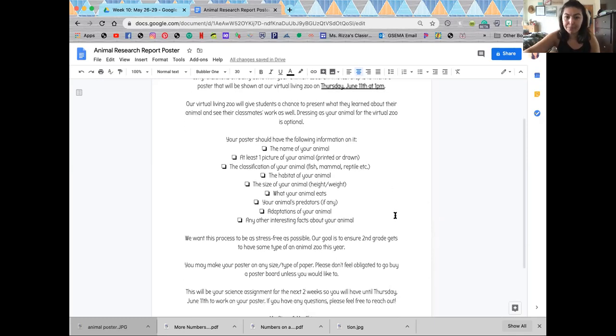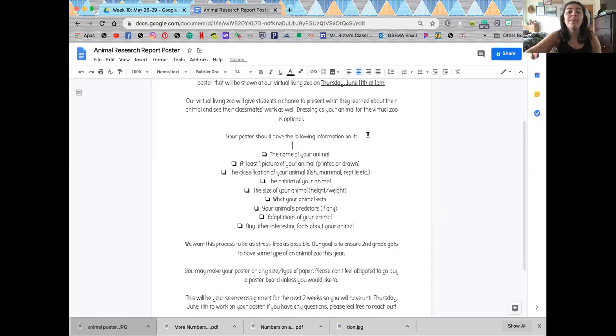Don't worry about it. Your poster needs to have the following information on it, and I'll show you an example in a minute. It should have the name of your animal, at least one picture of your animal, either printed or drawn, and the classification of your animal, so telling us, is it a fish, a mammal, a reptile. It also needs the habitat of your animal, where it lives, the size of your animal, the height and weight, what your animal eats, your animal's predators if it has any, adaptations your animal has, and any other interesting facts about your animal.